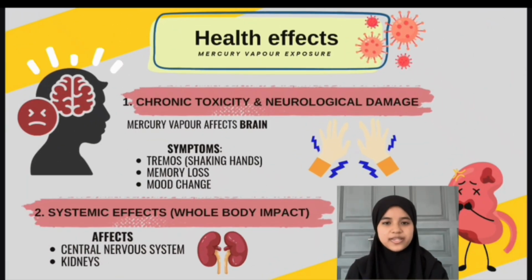Now, I will explain the health effects of mercury exposure. Mercury mainly affects the brain and central nervous system. The most common symptoms include tremors, which means shaking hands, memory loss, and mood changes, such as irritability. Long-term exposure can also damage important organs like the kidney.